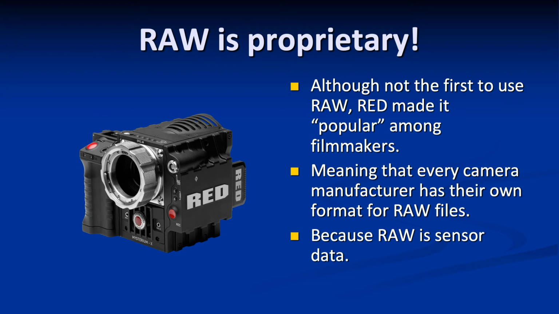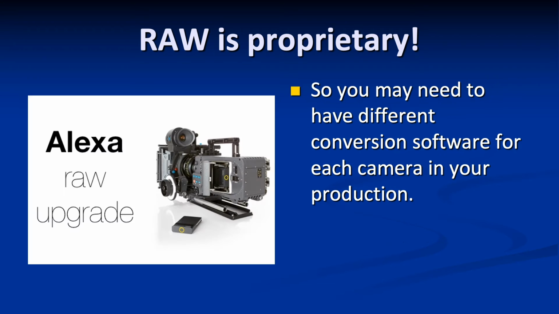RAW is proprietary, as I said before. Every company's RAW file is a different file because every company's sensor is different, and not just the sensor. Even if the sensor is made by the same manufacturer and used in different cameras, how that camera manufacturer implements that sensor will affect the output and the RAW file accordingly. So you will need to have different conversion software in your quiver.